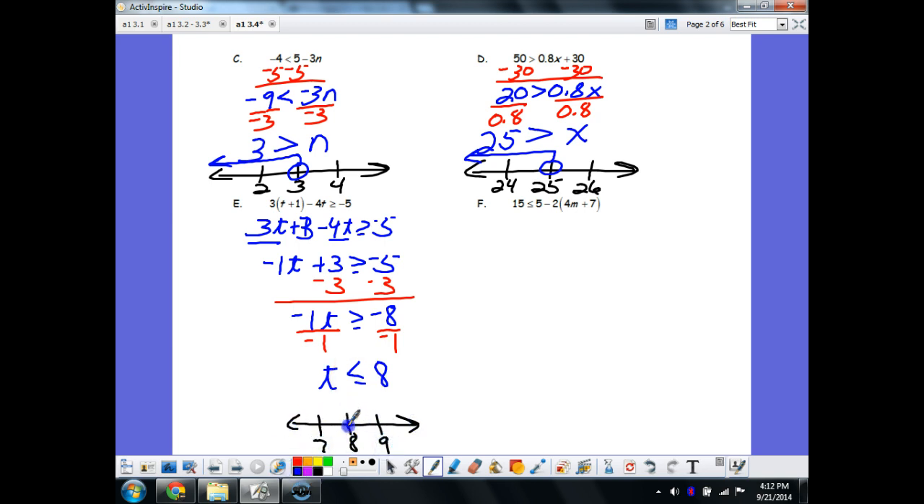We would have a closed circle at 8. Plug in 7 to test. Is 7 less than or equal to 8? The answer is yes, so we would shade that direction.